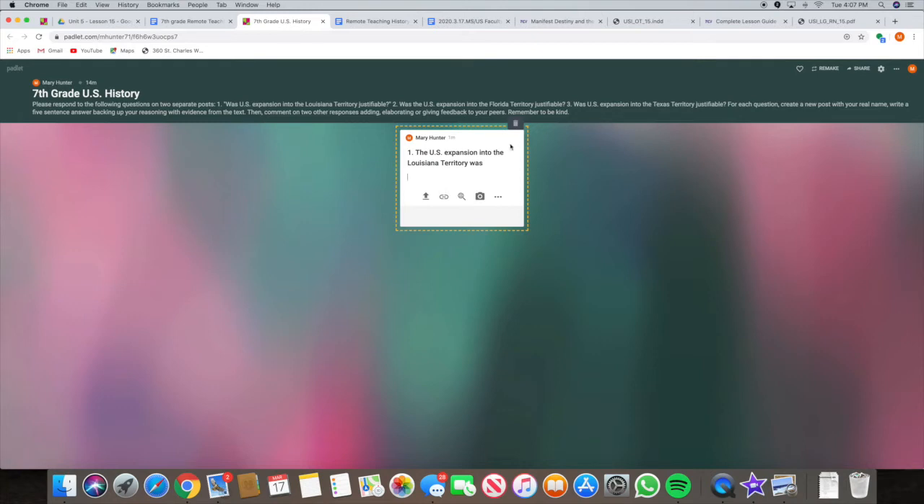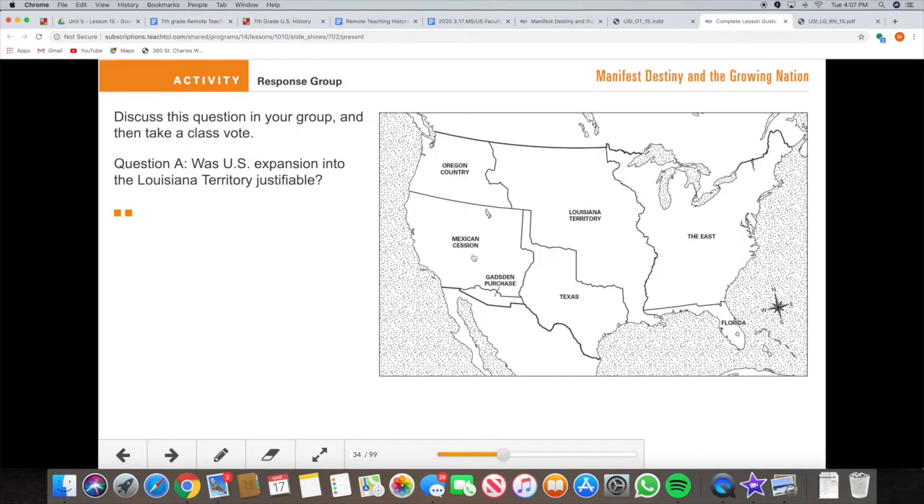Once you've done that with the Padlet, and you gave me at least five sentences with solid evidence, we are continuing with our slideshow.